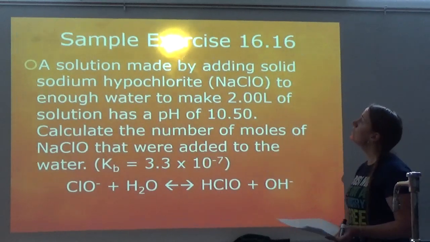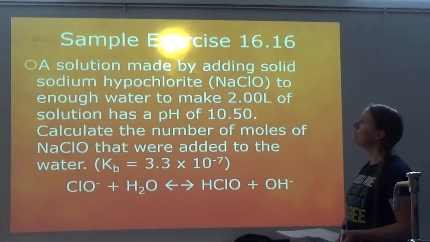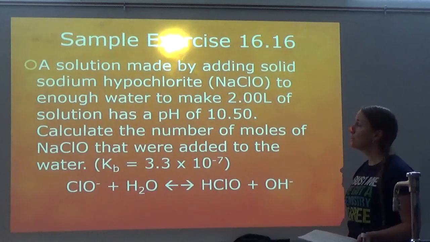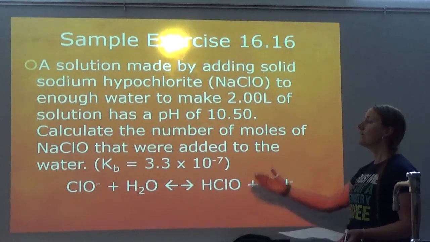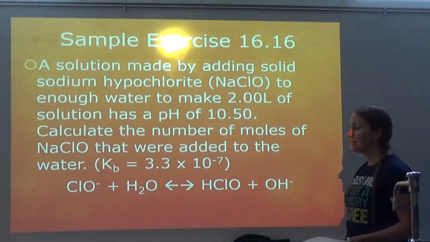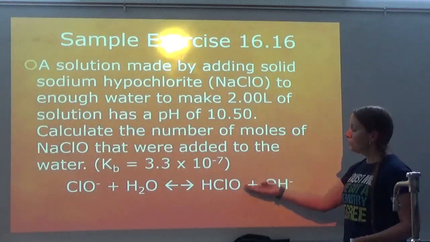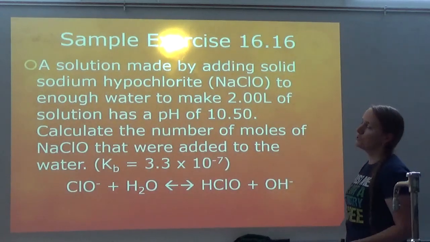It says a solution is made by adding solid sodium hypochlorite, which is just NaClO, to enough water to make 2 liters of a solution that has a pH of 10.5. Calculate the number of moles of NaClO that were added to the water. The Kb value is 3.3 times 10 to the negative 7. Wow, I gave myself a super lot of room to work this out. So I'm going to start down here, and I might have to kind of go on the side again, like I had to do yesterday.